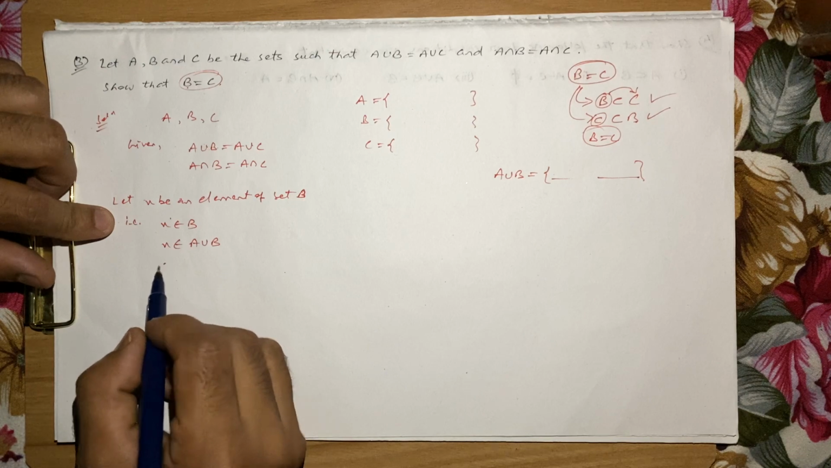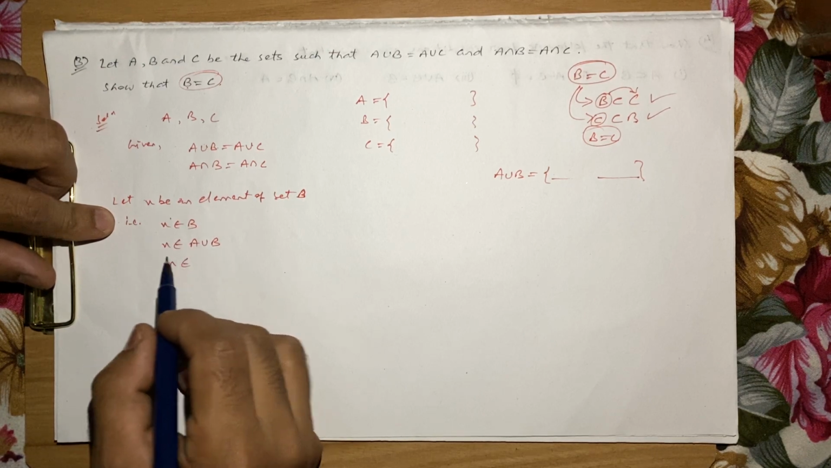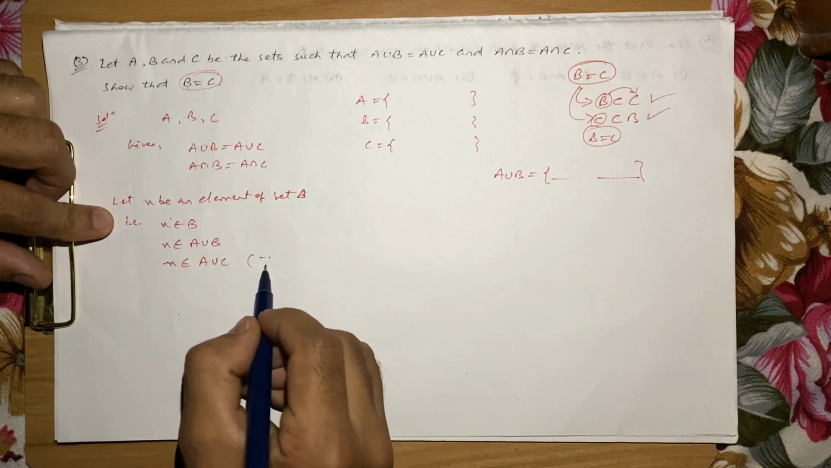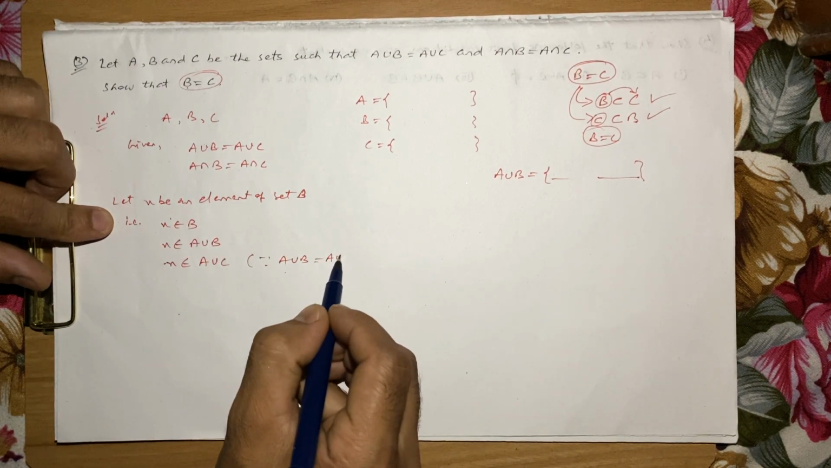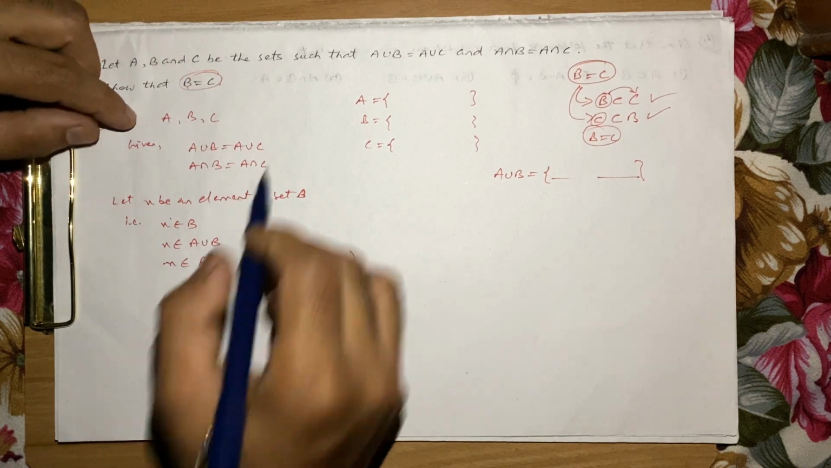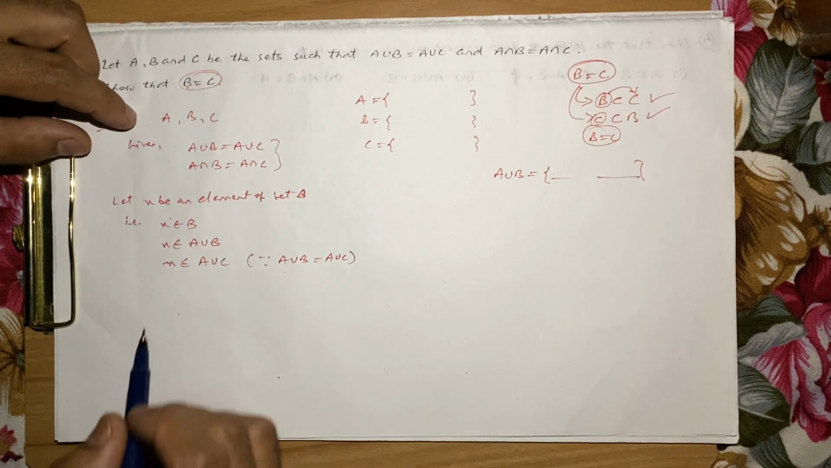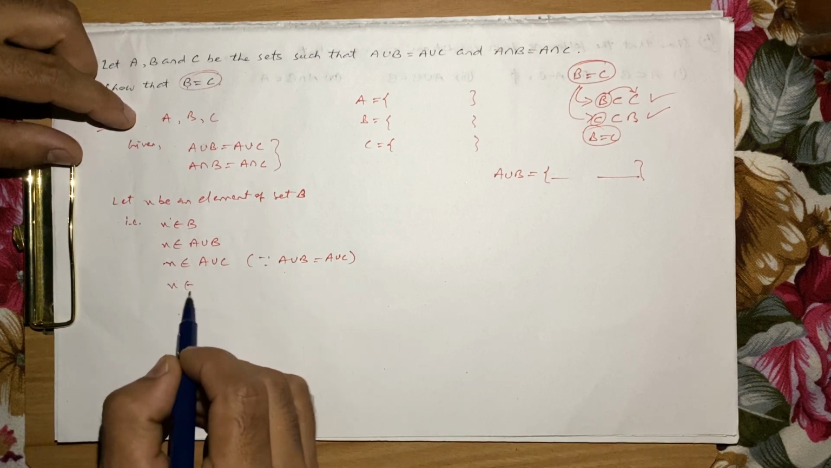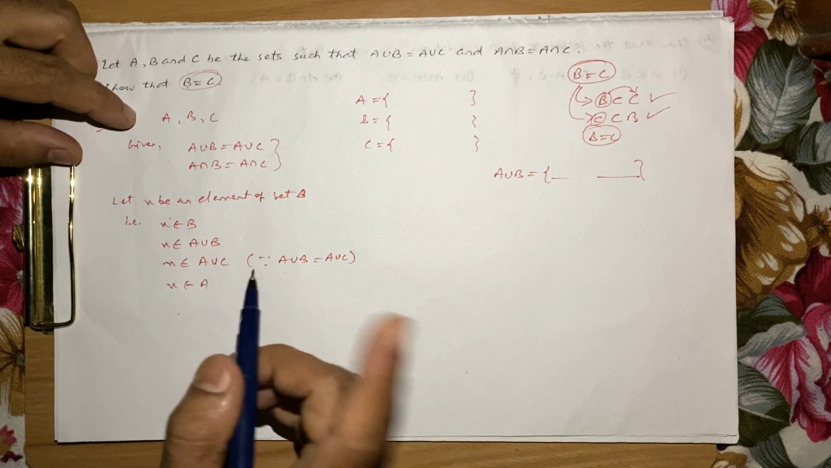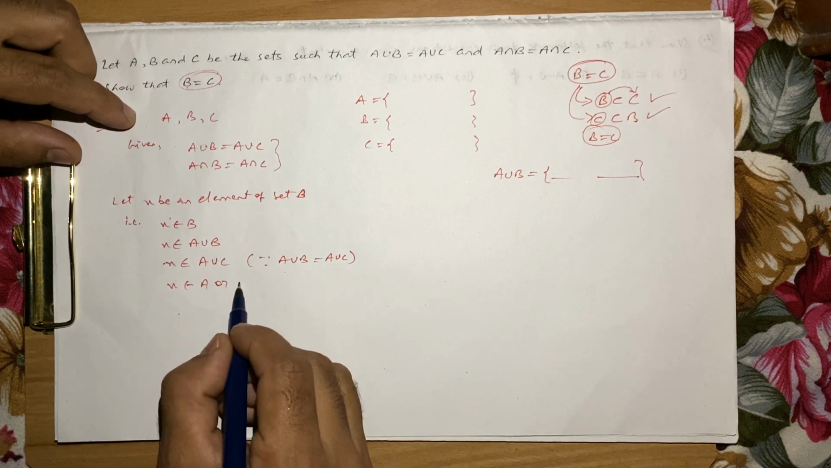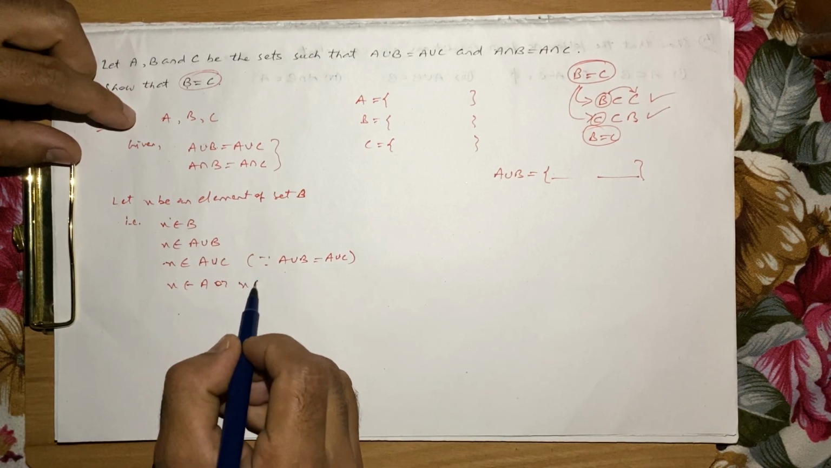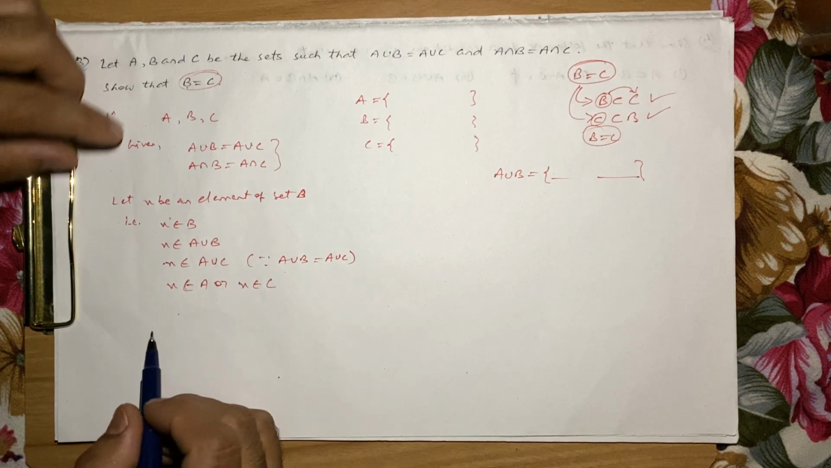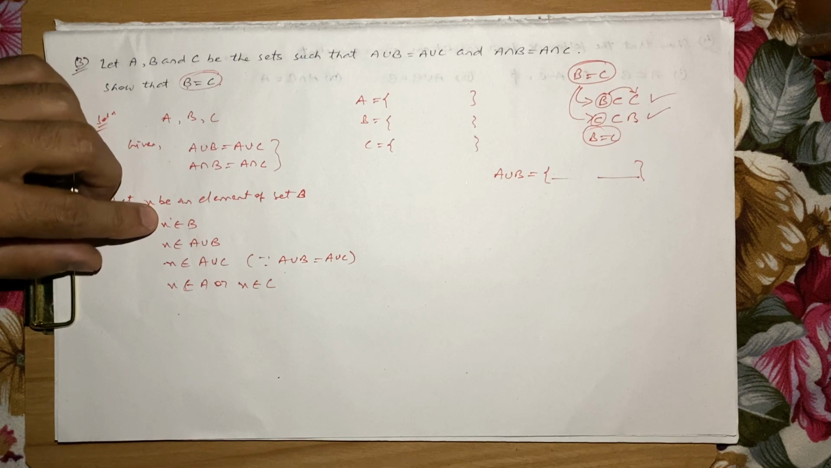Now what can I say? X belongs to A union C, because A union B is equal to A union C. This is the given part. So in place of A union B, I can write A union C. Now X belongs to A, and union means, as I've told you before, OR. So I'll write OR, and X belongs to C. So either X belongs to A or X belongs to C. Now I started with X belongs to B.